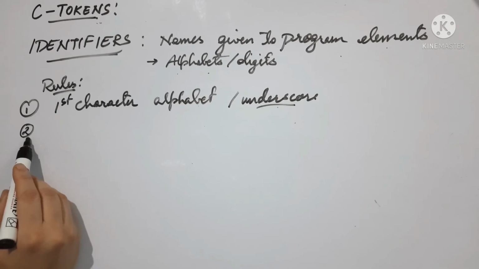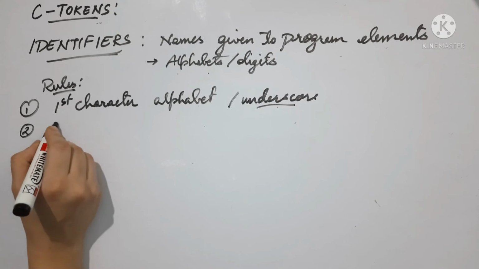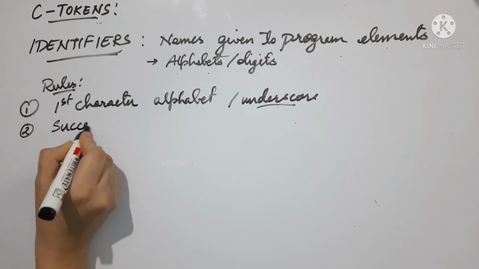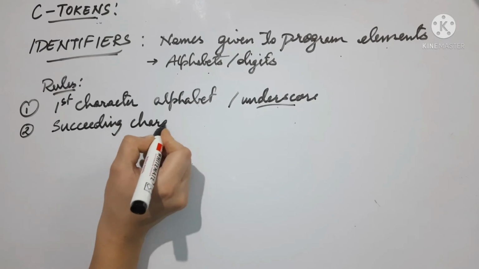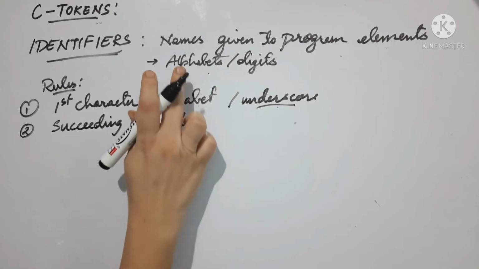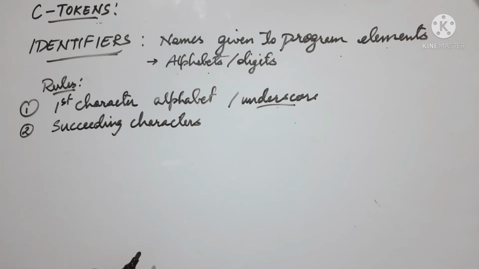So our rule number 2 is, after the first character, whatever the succeeding characters are, they should be either alphabets or digits. Okay, that is our second rule.